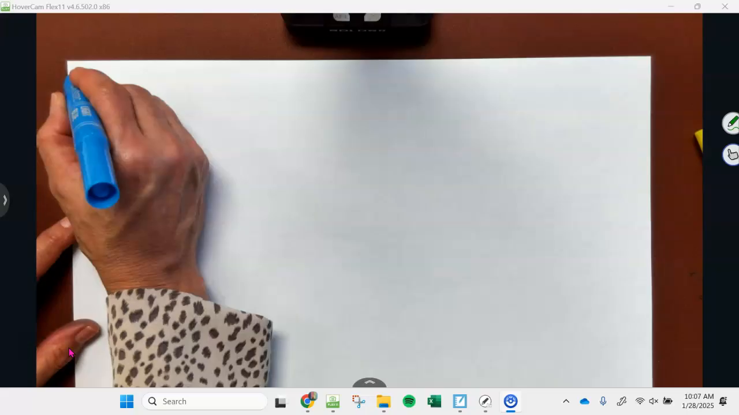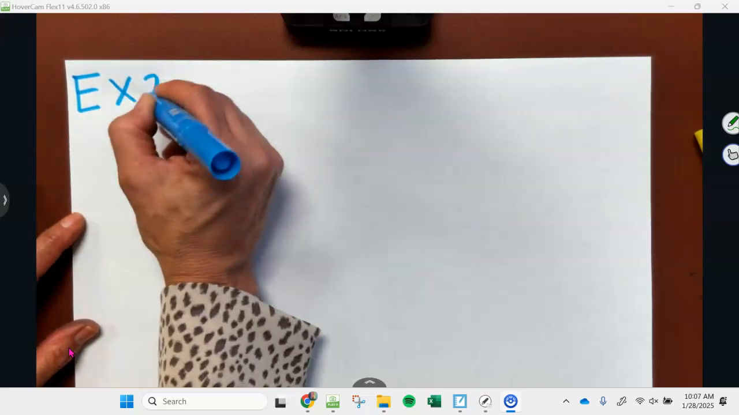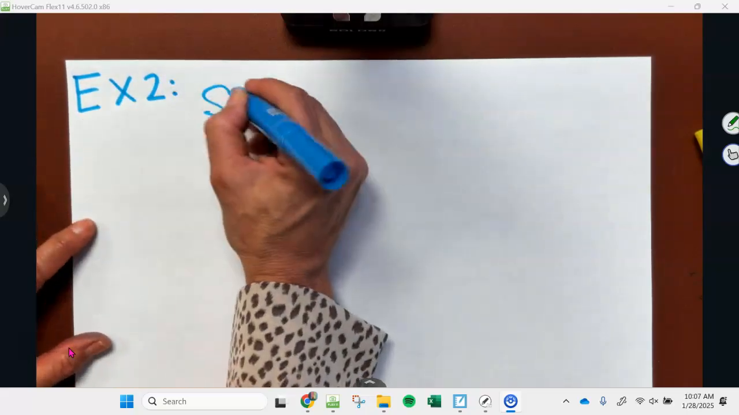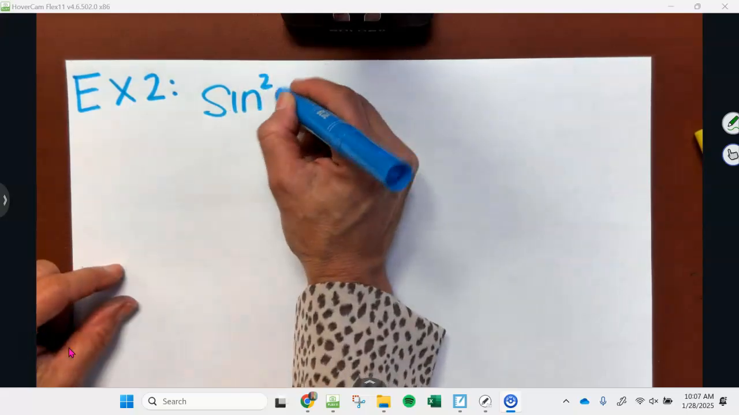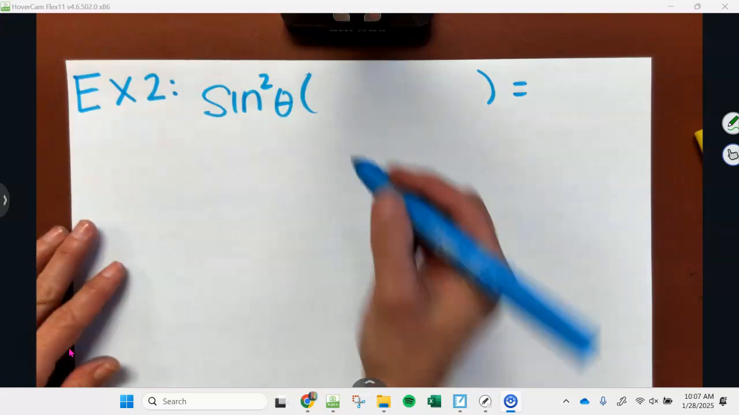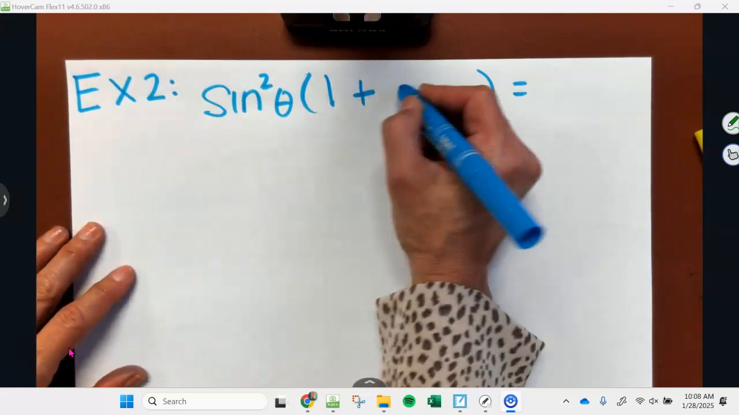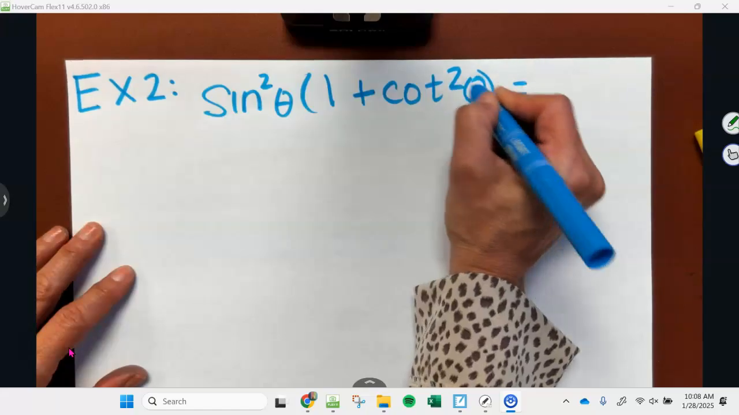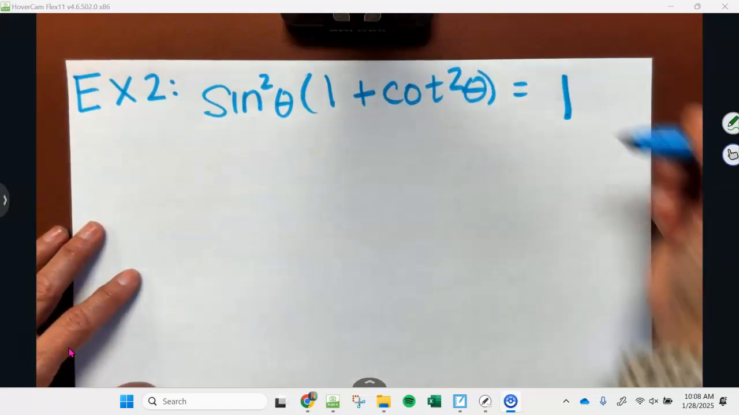All right, let's look at another problem. Remember, I've got 5 for you. Let's look at number 2. Problem number 2 could be daunting unless you read it ahead of time. So always read this before you just start trying to change it. So sine squared theta is being multiplied by a set of parentheses. In the parentheses is 1 plus cotangent squared theta, and we want that to equal 1.